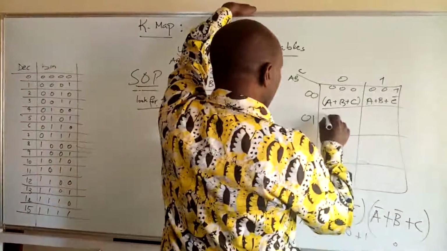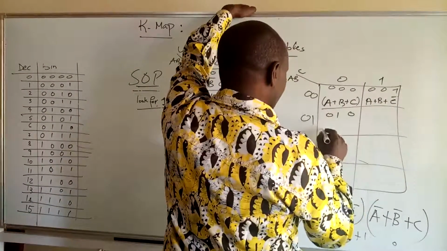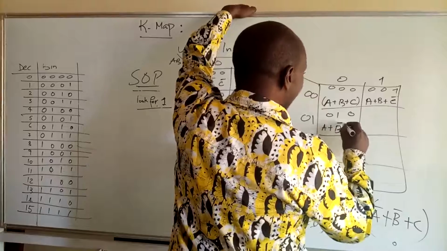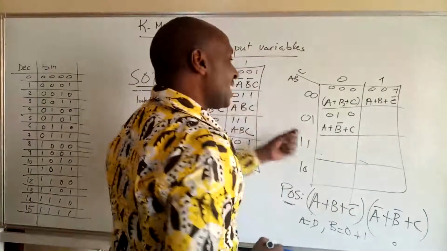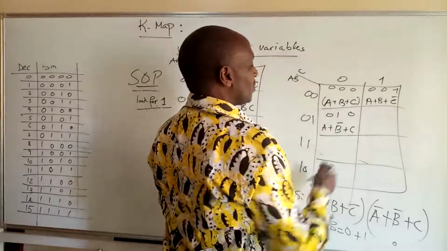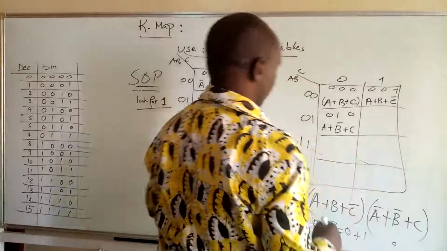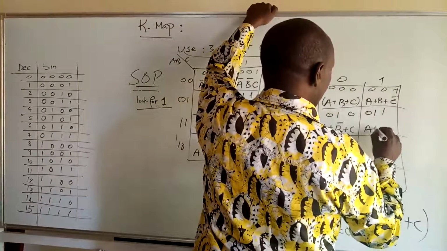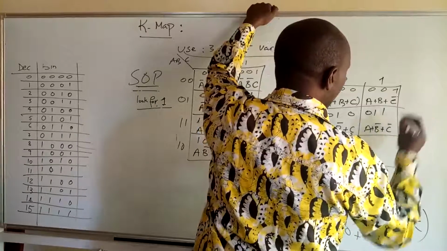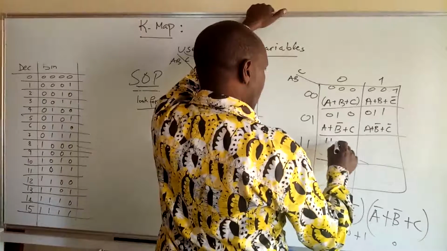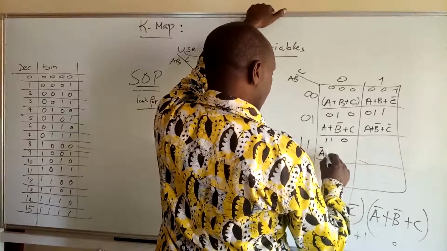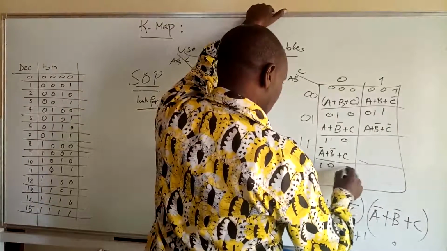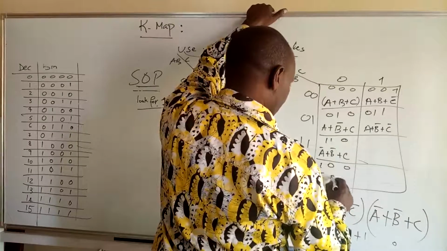Good. 0, 1, 0. What is that? This is A plus B bar plus C, because we want a 0. To be a 0, this one should be inverted. 0, 1, 1. So that is A, B bar, C bar. 1, 1, 0. Good. That is A bar plus B bar plus C. Good. 1, 0, 0. That is A bar, B, C.